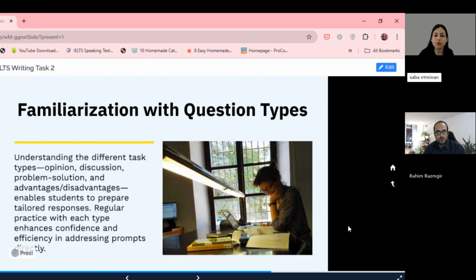Then we must be familiar with question types. Understanding the different task types, as we said, opinion, problem solution, advantage-disadvantage essays, enables students to prepare tailored responses. Regular practice with each type enhances confidence and efficiency in addressing prompts directly.